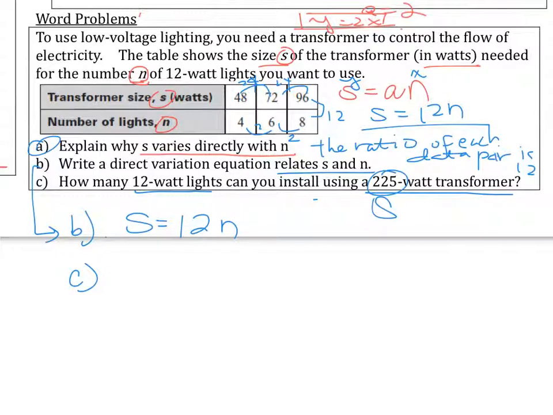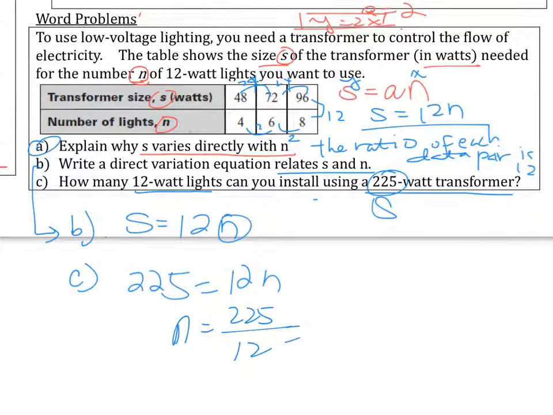C, how many 12-watt lights can you install using a 225-watt transformer? So here, this would be our S, and we need to find N. N would equal 225 over 12, and that is about 18 and 9 over 12, but we cannot have 9 over 12 of a light. So we can go ahead and just take it out and say we need 18 lights.